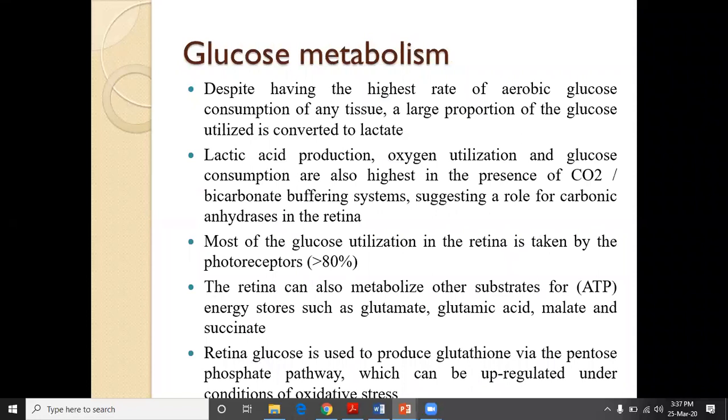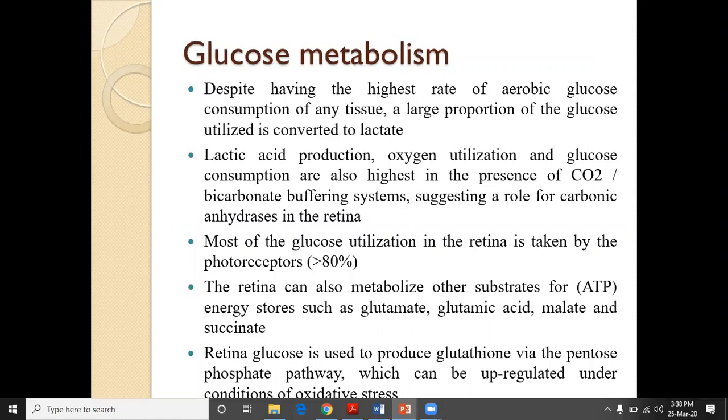Coming to the glucose metabolism, despite having the highest rate of aerobic glucose consumption of any tissue, a large proportion of the glucose utilized is converted to lactate. This is a common metabolism activity we know already. The lactic acid production, oxygen utilization, and the glucose consumption are also highest in the presence of the carbon dioxide bicarbonate buffering system, suggesting the role of carbonic anhydrase in the retina.